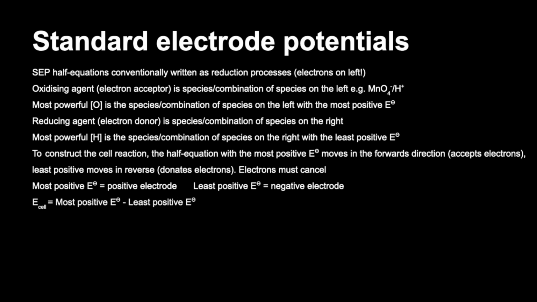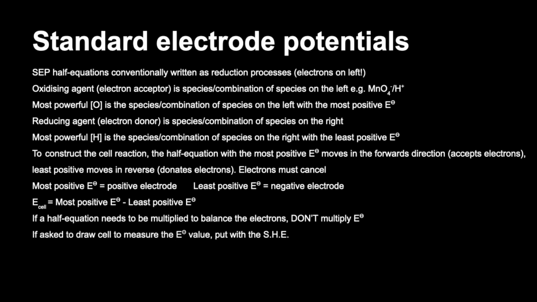And then to calculate the voltage of the cell, or the E cell, it's most positive electrode potential minus least. And just remember that if a half equation did need to be multiplied out to balance the electrons, you don't multiply out its electrode potential value. If you've been asked to draw the cell that's used to measure the electrode potential value, then it's the one where you draw it alongside the standard hydrogen electrode, so make sure you know how to draw that.